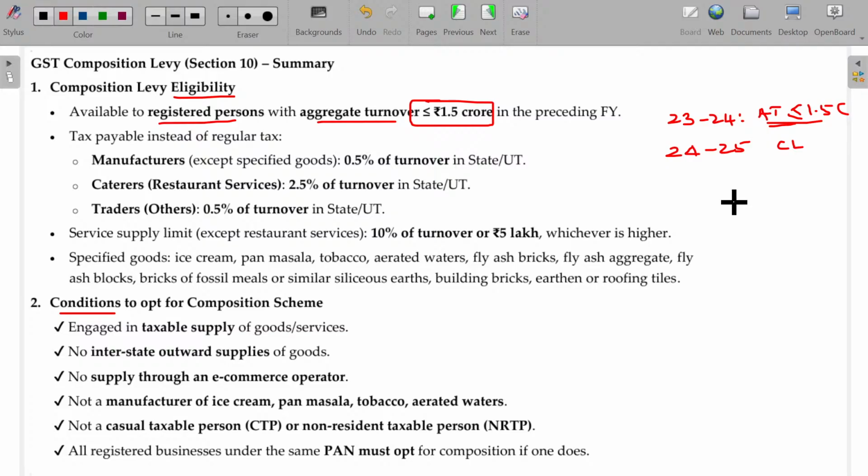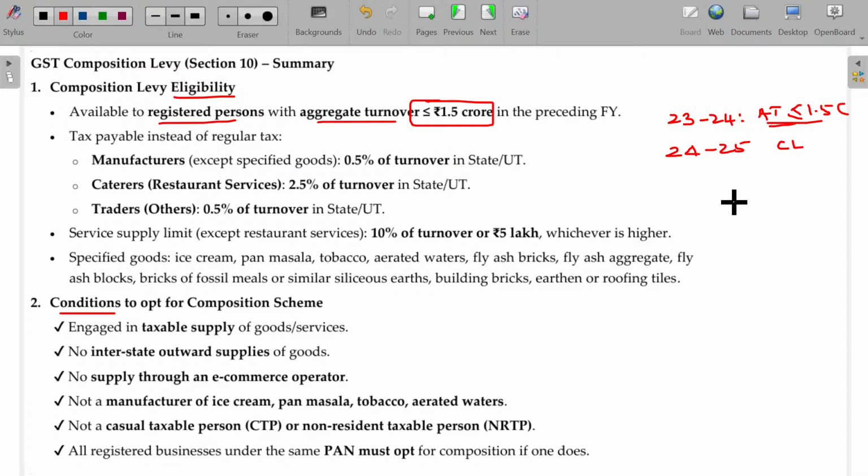There are lots of benefits available to the composition levy taxpayer. He needs to file the returns quarterly, not monthly. If you are a regular taxpayer, you have to file the returns monthly, but here you need to file only once in 3 months, and lots of flexibility is also there, and the tax rate is also lower, not the regular tax you pay. So if in the previous year your aggregate turnover is less than or equal to 1.5 crores, then you can enjoy the composition levy scheme to pay the lower tax.